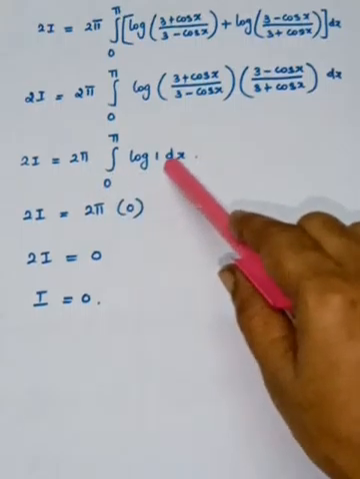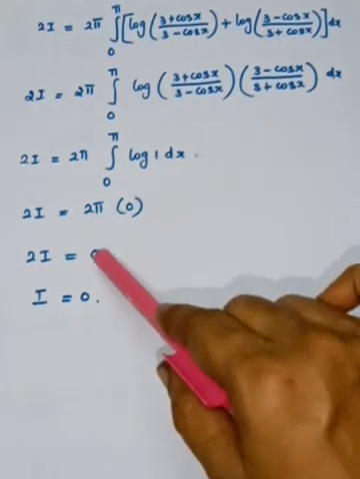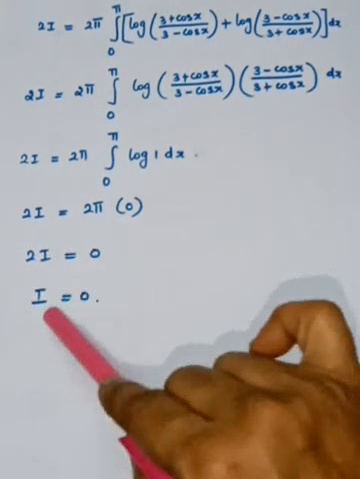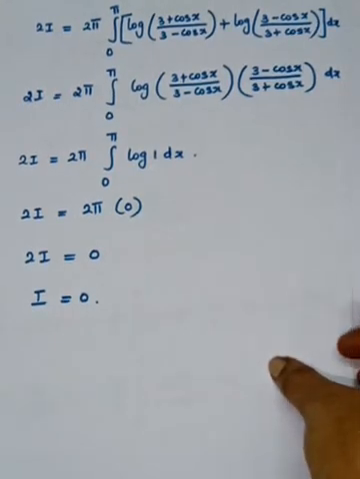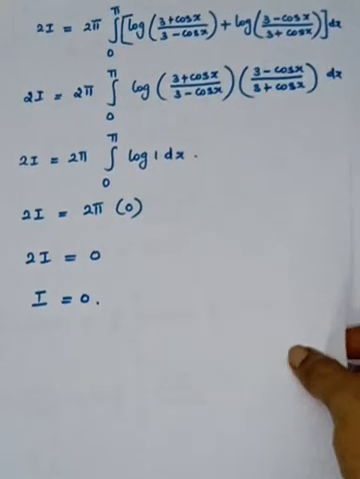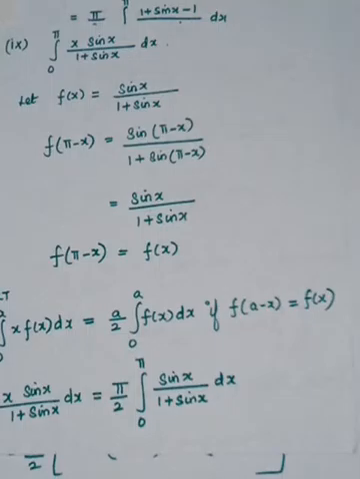So the whole integral value is 0. 0 into 2 pi is 0, so 2I is equal to 0, so I is equal to 0. Okay. So first we removed x, then we applied the property integral 0 to 2a f of x dx. Okay, so next one, it's problem number 9.